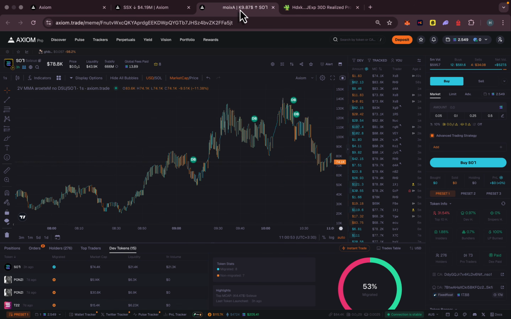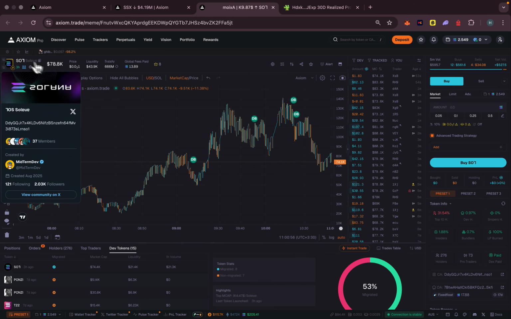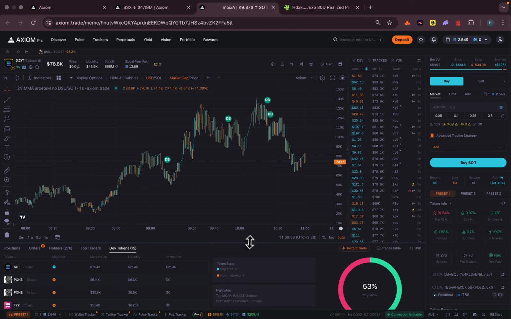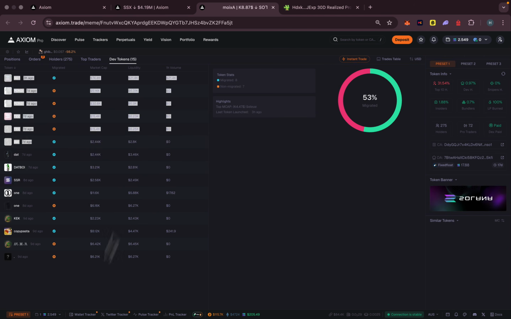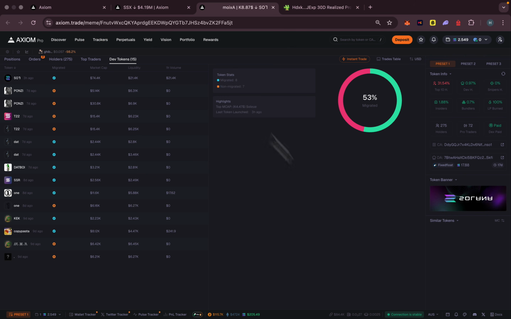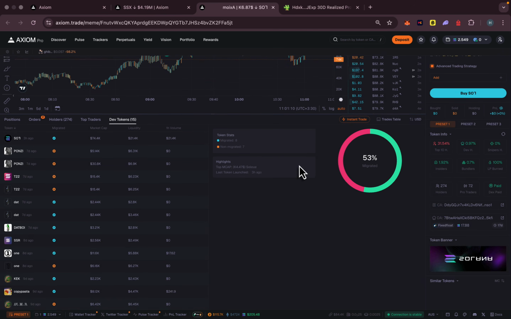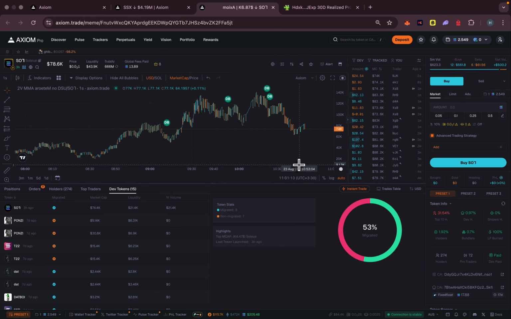The second one is the developer behind Solana, this token. You can see 53% of the tokens he launched migrated. Yeah, definitely some of them were not successful. However, a big percentage of them were able to migrate and they were quite successful.